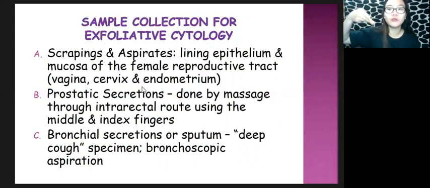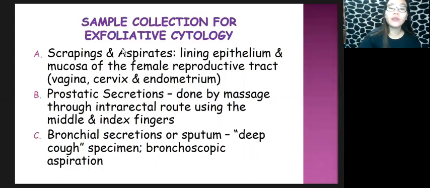So syempre, ipapasok mo yung kamay mo doon. Okay, and then you're going to massage the prostate so that the secretions in the prostate gland will be released. Okay, and that is the one that you are going to collect for exfoliative cytology.